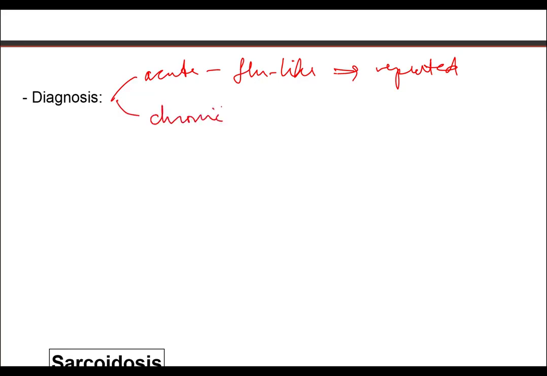So how are we going to make the diagnosis? Well, remember, we've got two patterns of disease we've got to think about diagnosing. The first is our acute, flu-like illness, and frankly, you probably won't recognize it until you've seen it repeated many times, so you go, well, that can't be a virus infection. And the chronic fibrosis is going to look like every other interstitial lung disease going on to fibrosis and honeycombing.